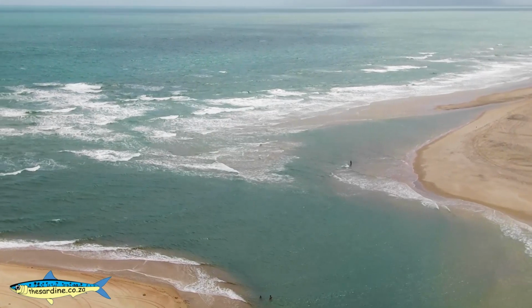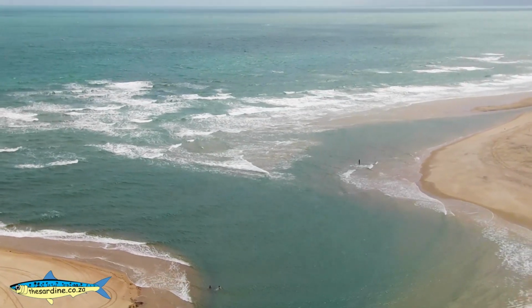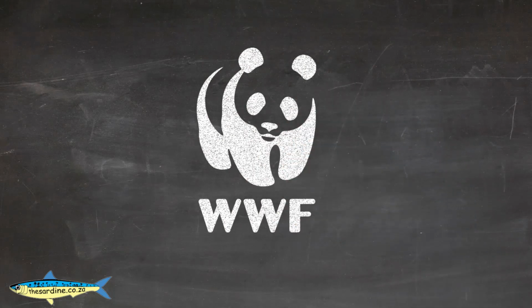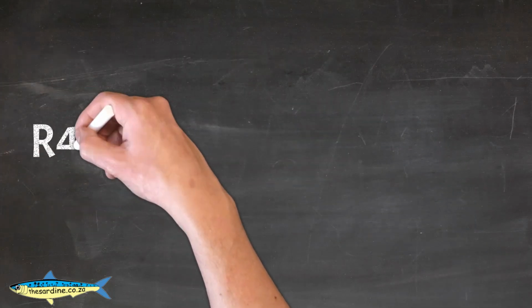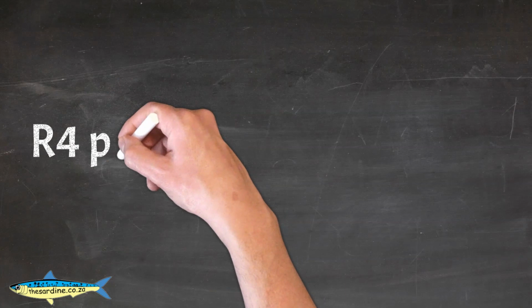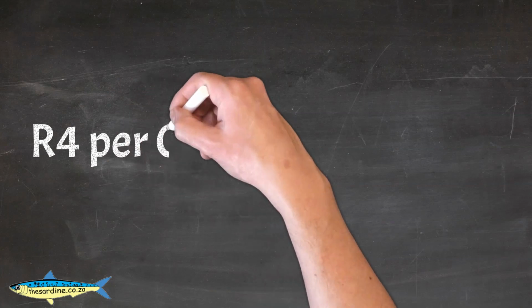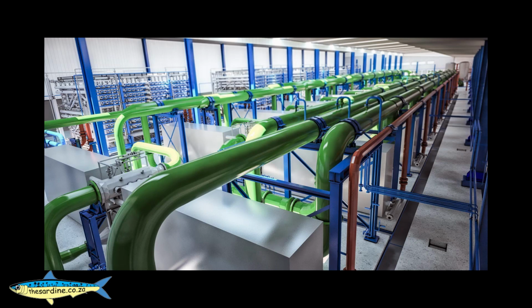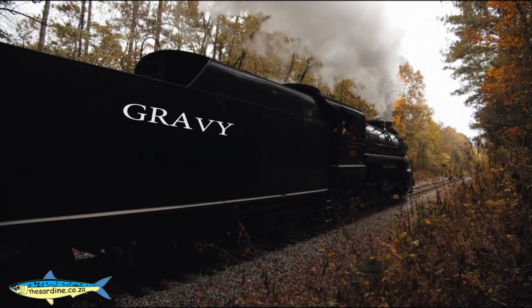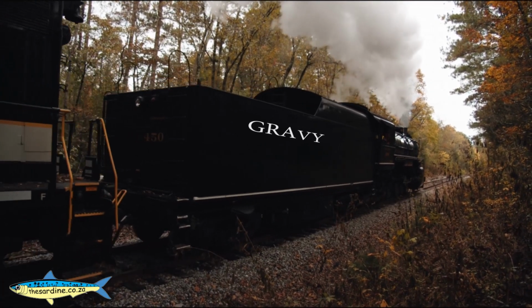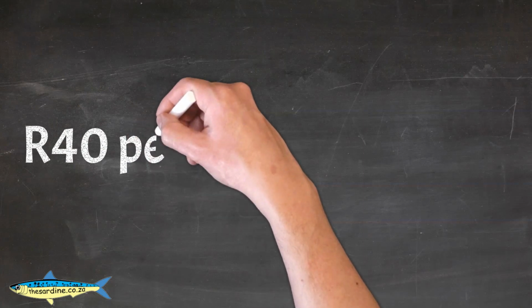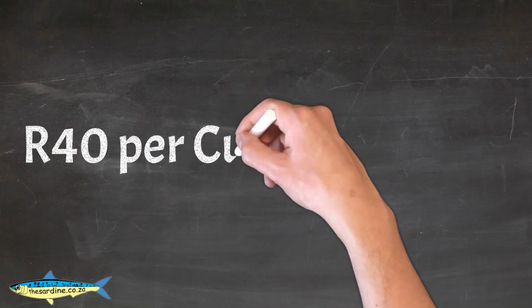So if you look at international numbers that are provided by the World Wildlife Fund, WWF, they talk about surface water cost in South Africa is up to 4 Rand per cubic meter, 4 Rand per kiloliter. That's still not treated properly, but that is then ultimately sold on to the public, and the ballpark number there is about 40 Rand per cubic meter.